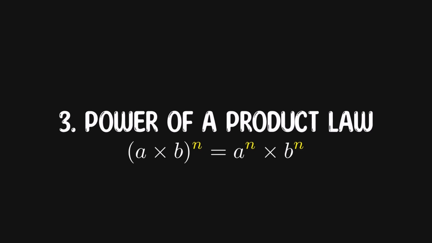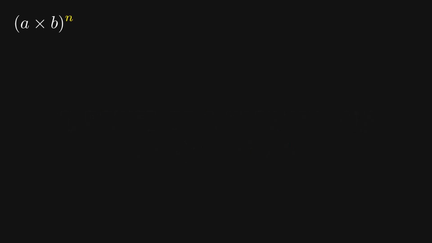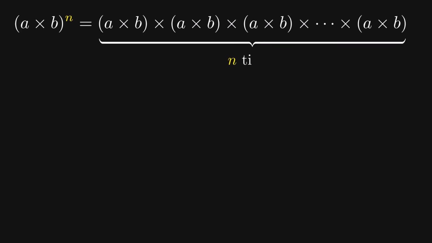The third law, which is also the last law we'll be looking at in this video, is called the power of a product law. This law states that when the product of two numbers is raised to an exponent, we can distribute the exponent to each number in the product separately. Now let's see why this is true. Remember that an exponent tells us how many times a number multiplies itself. So if we have a times b all raised to the power of n, this means that the entire product ab is multiplying itself n times.